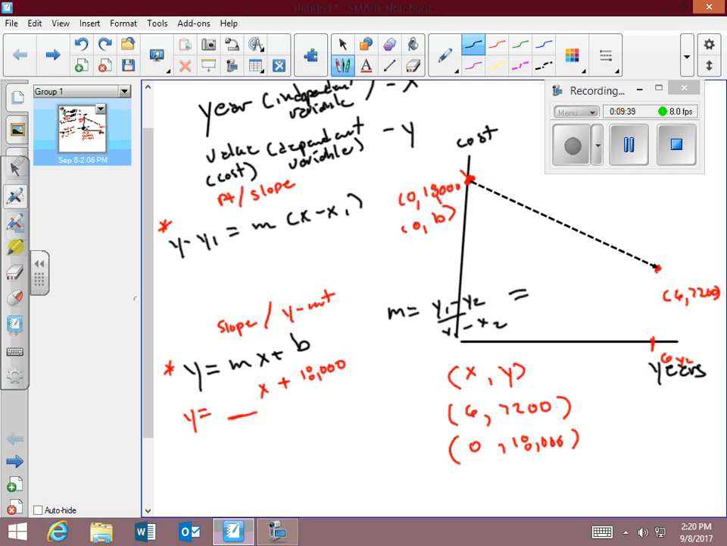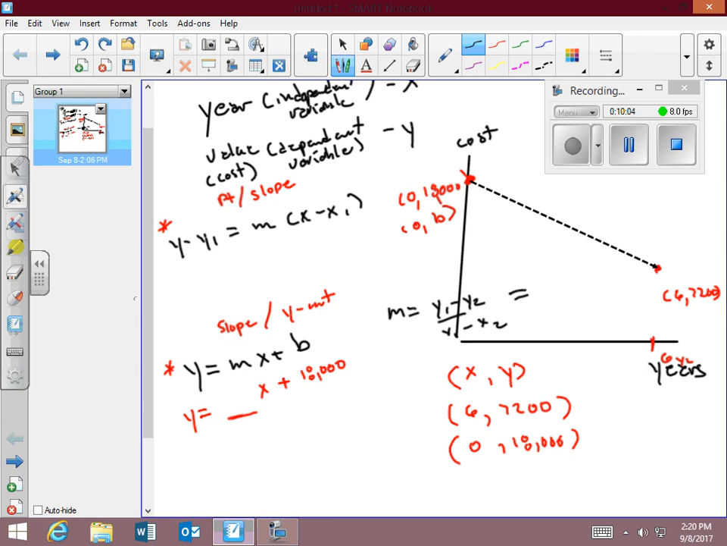Does it make any difference which one we call x1, y1, and which one we call x2, y2? Does it make a difference? We can use either one as x2, y2, and either one for x1, y1. Doesn't make any difference. But we have to be consistent, right?